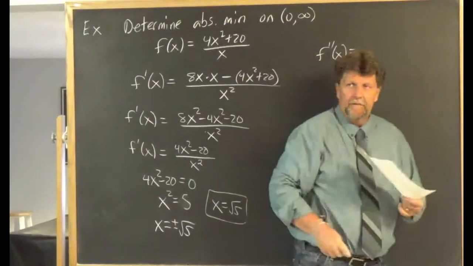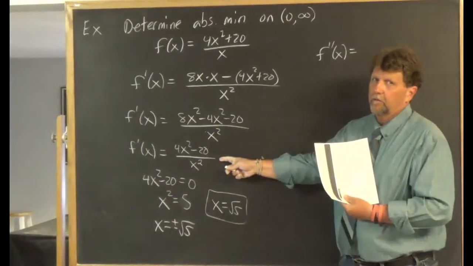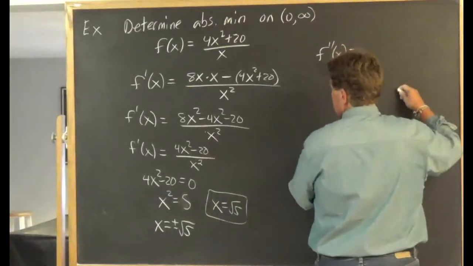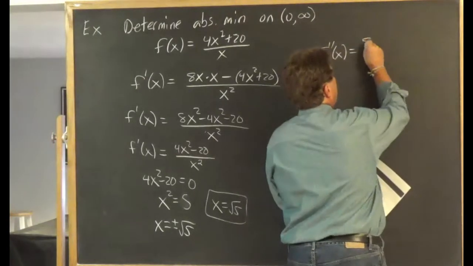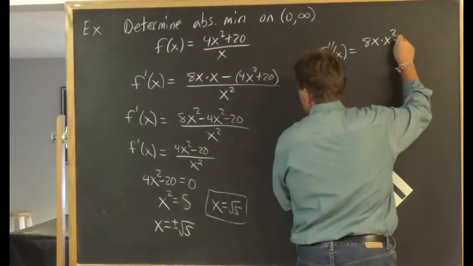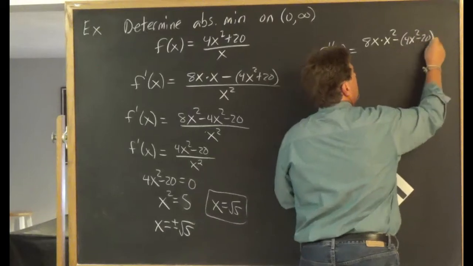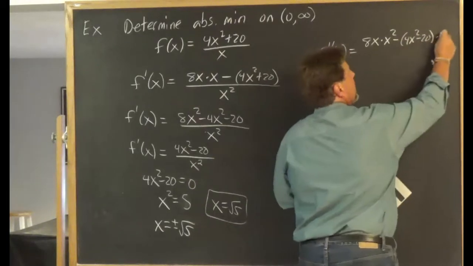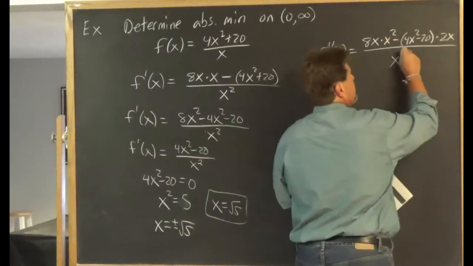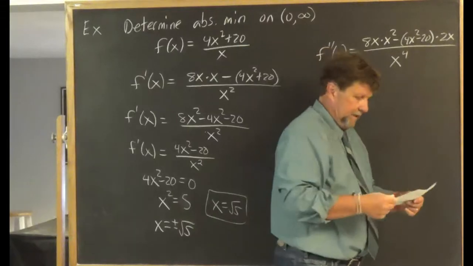Second derivative. All right, so here's my first derivative. I'm going to crank it through the quotient rule. So that would give me the derivative of the numerator, 8x, times the denominator, minus the numerator times the derivative of the denominator, which is 2x, all over the denominator squared. So x squared squared is x to the 4th.